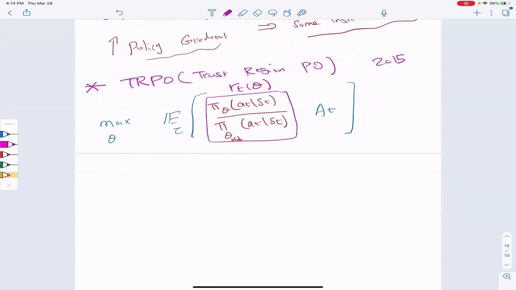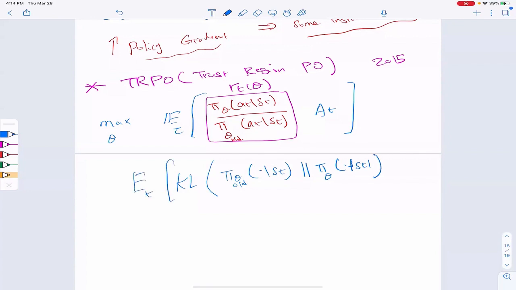Ratio of change. And they want to make sure that the new policy and the old policy are not very different. So they add this KL distance between the old policy, which is a probability distribution over actions. In the language model, it's basically the vocabulary, and the policy according to theta. And you take the average over T. And you want this to be small.